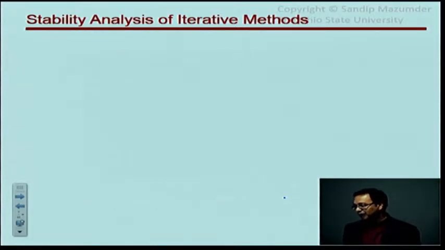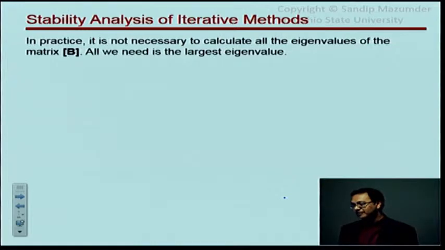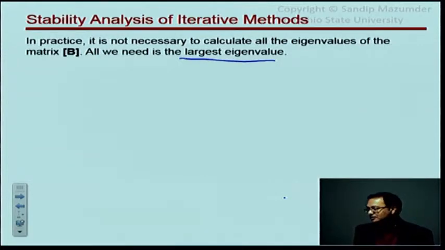Now, the savior is the fact that all we need is the largest eigenvalue. We don't care about all the other eigenvalues. And this is what people realized very early on, that really all we are interested in is the largest eigenvalue, so why even bother about finding all the eigenvalues? Let's try to focus on a method where we can find the largest eigenvalue.